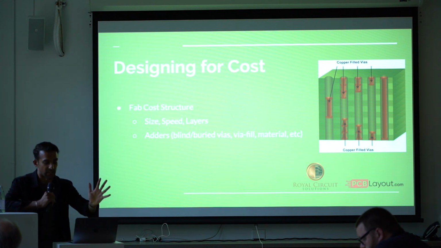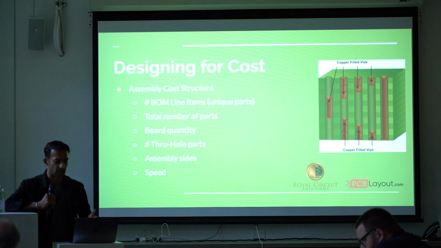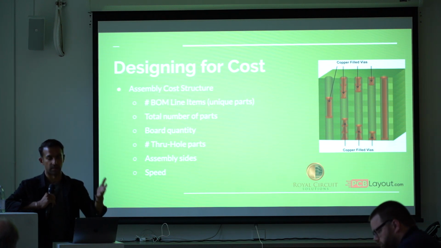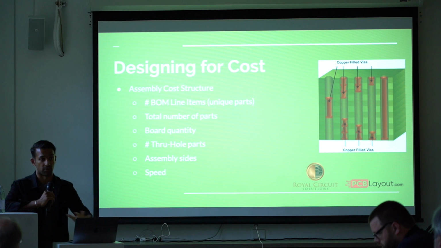So yeah, for fab, it's high-speed layers, and then you have your different adders, special surface finishes, things like that. And then for assembly, it's what we're talking about: through-hole parts, whether you're one or two-side assembly, number of line items, and of course, total number of boards that you'd like to get assembled. And this is really speaking on a prototype level.